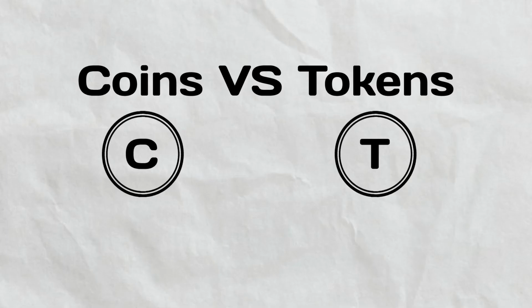So now that we've gone over the differences between proof of work cryptocurrencies and proof of stake cryptocurrencies, I'm going to talk about the differences between coins and tokens. So a lot of people will use coins and tokens pretty much interchangeably when they're talking about cryptocurrencies. I know I myself have been guilty of doing this as well. However, there actually is a distinction between coins and tokens.